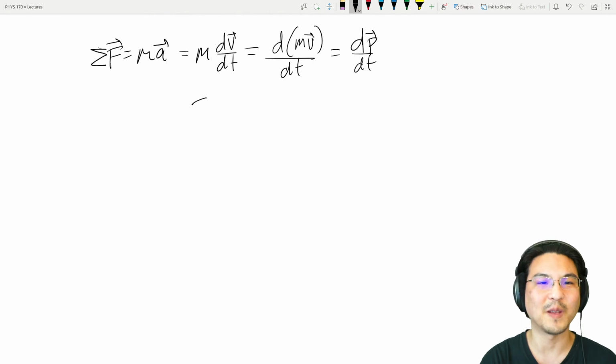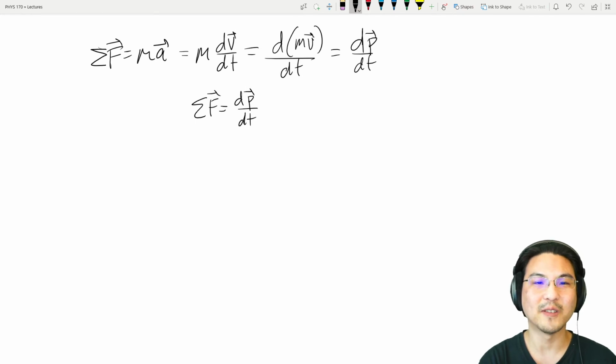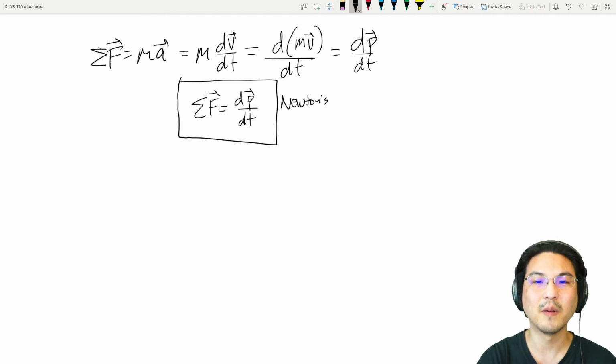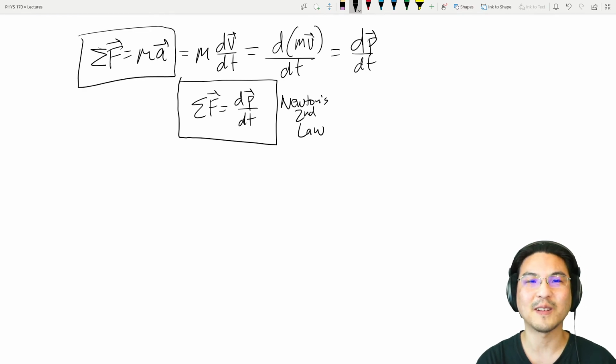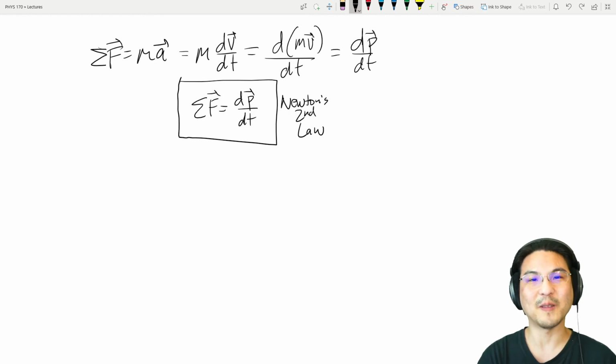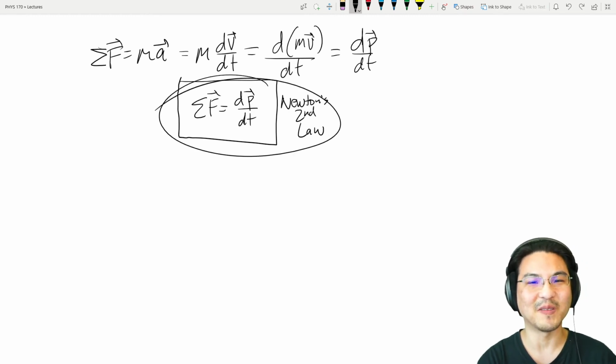Okay, so let me write that again. Sum of forces equals the time derivative of momentum. This is Newton's second law. When we first started, this was how we defined Newton's second law, because at the time we did not yet define momentum, but now you know. So here you go, Newton's second law.